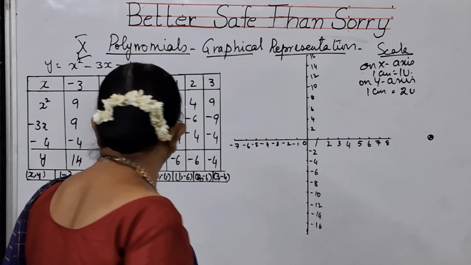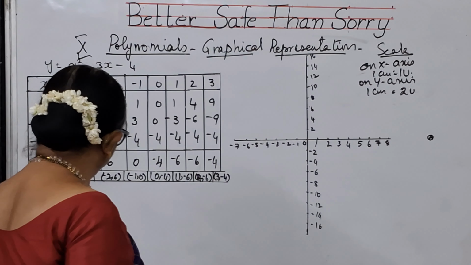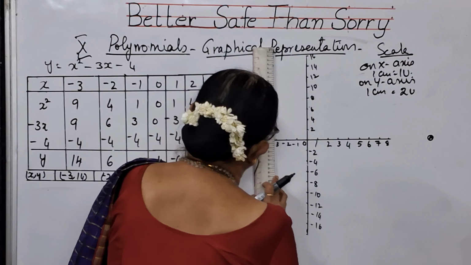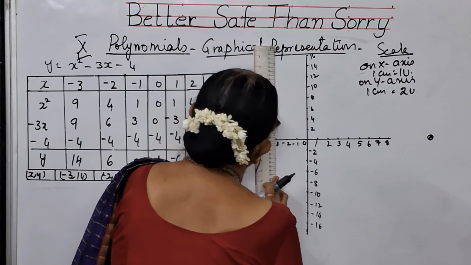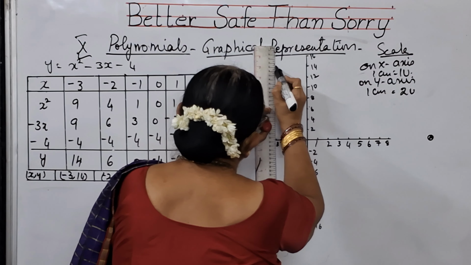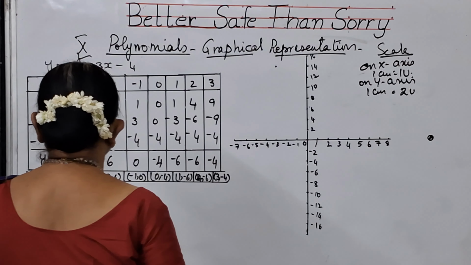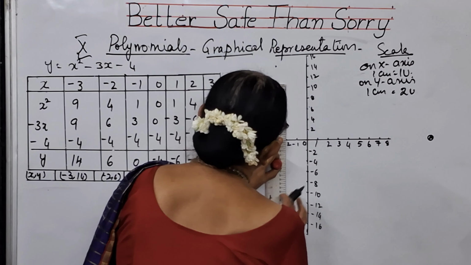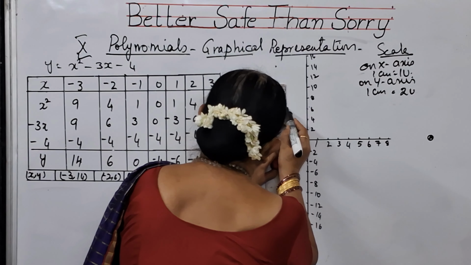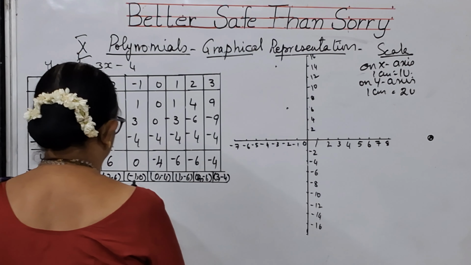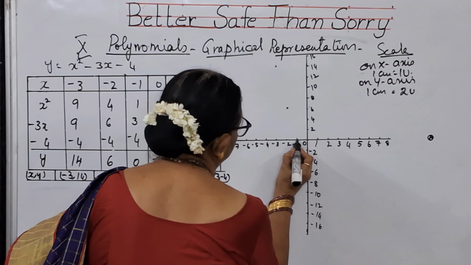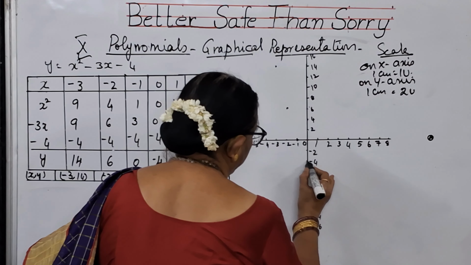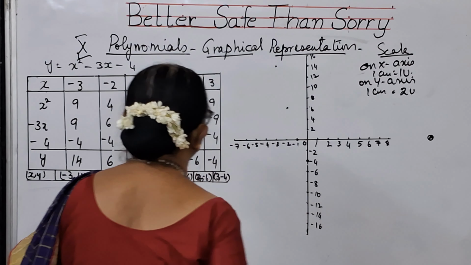Now let me keep the values. Minus 3 and 14. So in the graph you will be having lines, children. Very easily you can write. This is minus 3 and 14. Somewhere here I will get the point. Then minus 2 and 6 is here. Next, minus 1 and 0 is this point only. 0 and minus 4 is this point.